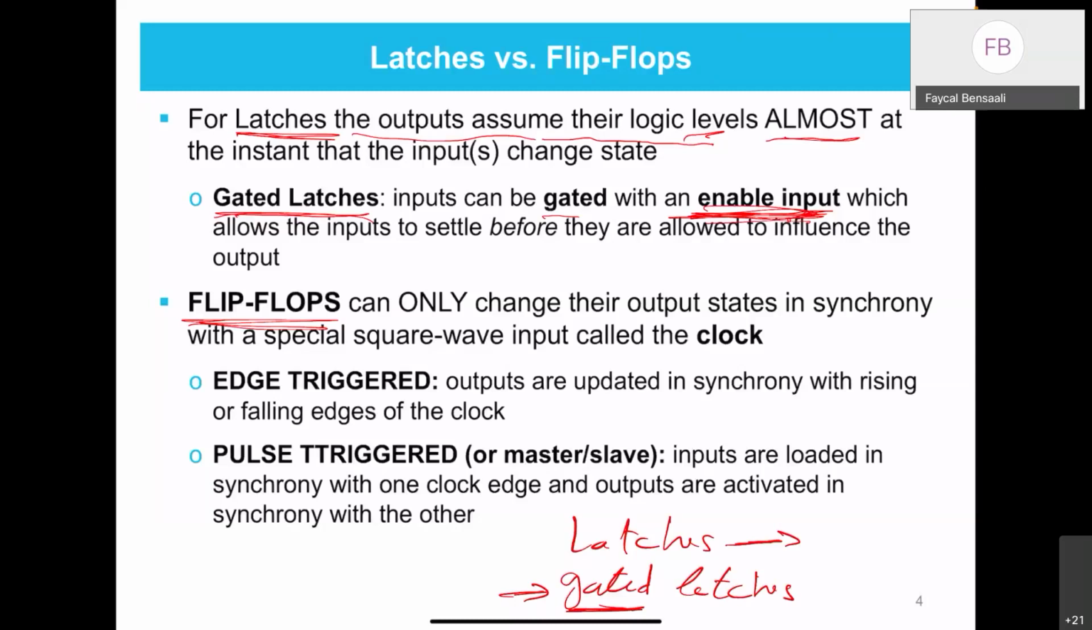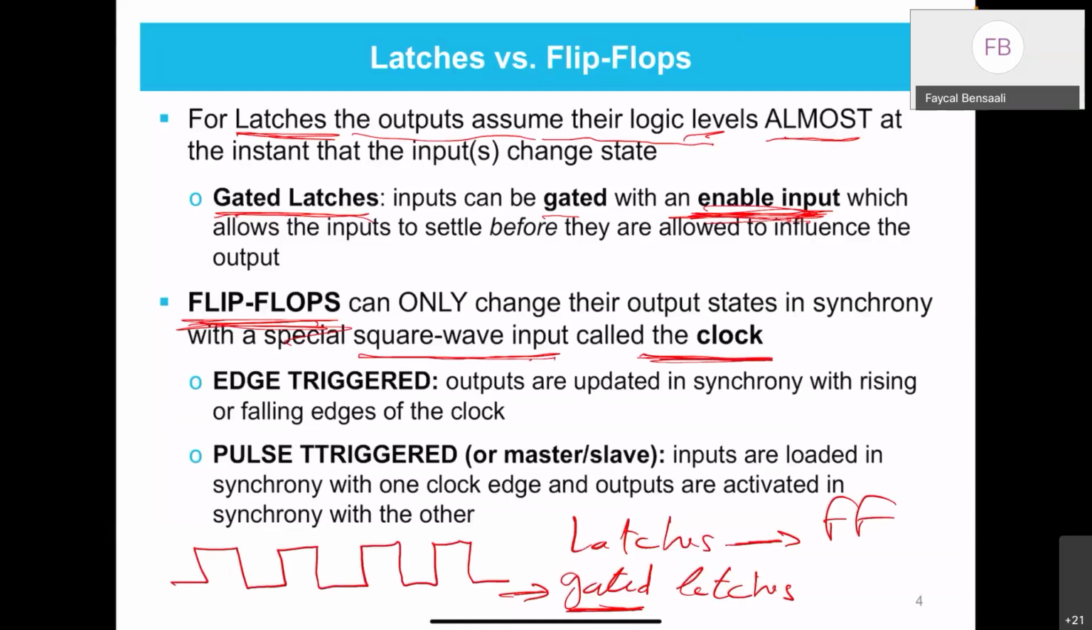And then we have flip-flops. We just use FF for flip-flops. Flip-flops have inputs and outputs as well, but they have one very specific, very special input, which we call the clock. And this is a special square wave input. What does square wave mean? It's like this: 0, 1, 0, 1, 0, 1. So it's continuous, an input that is always like that.